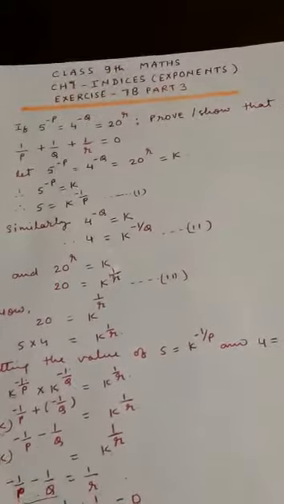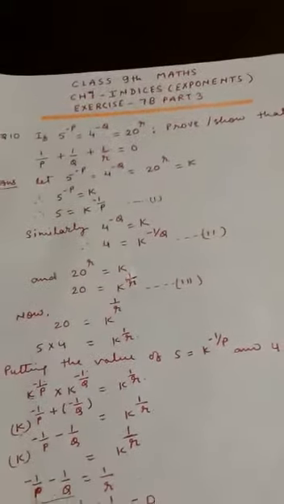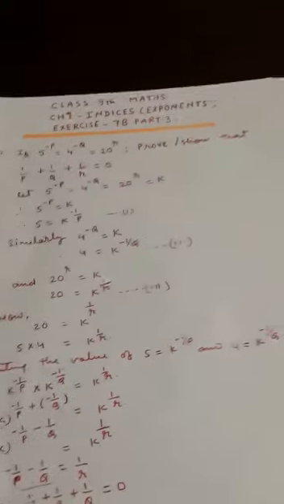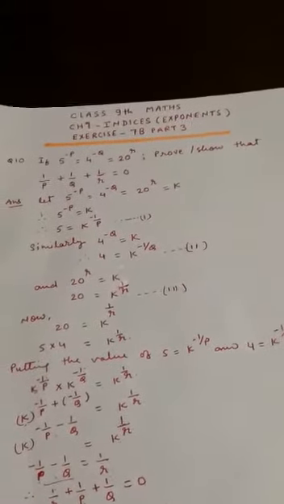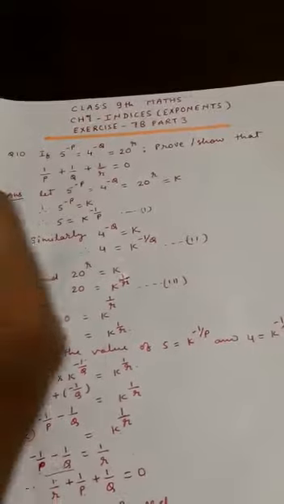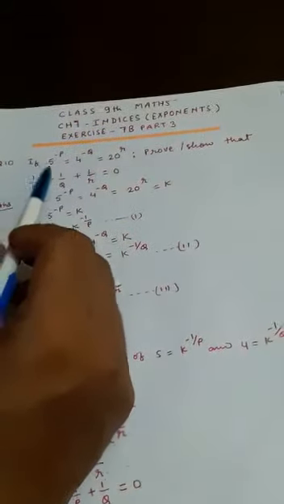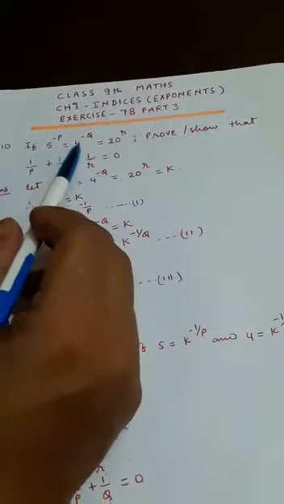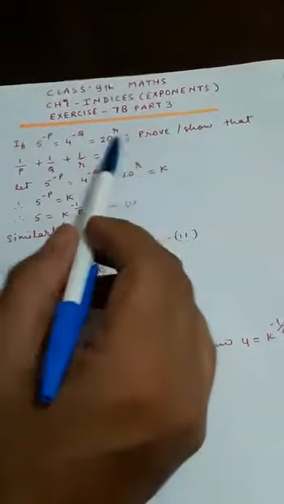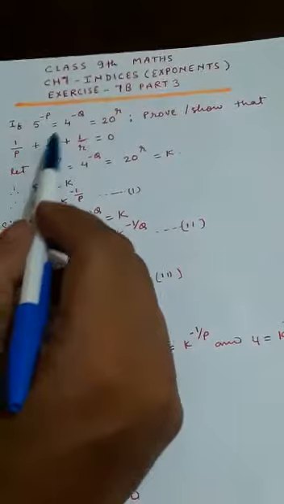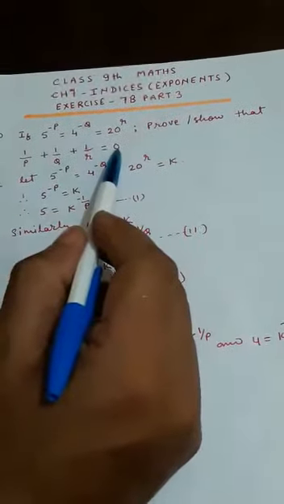Dear students, in the previous class, we have done chapter 7, exercise 7b, part 2, till question number 8. Now, today we are going to start question number 10. Let us see. If 5 power minus p equals 4 power minus q equals 20 power r, then prove that 1 by p plus 1 by q plus 1 by r equals 0.